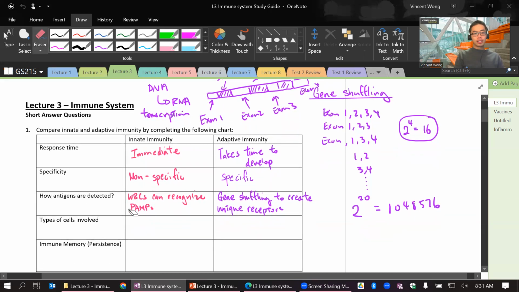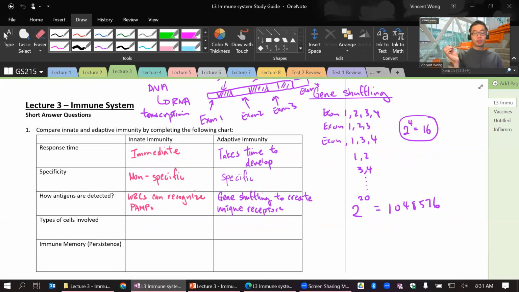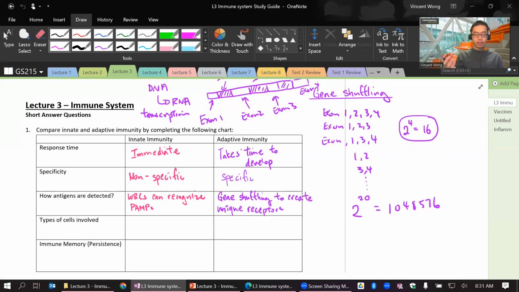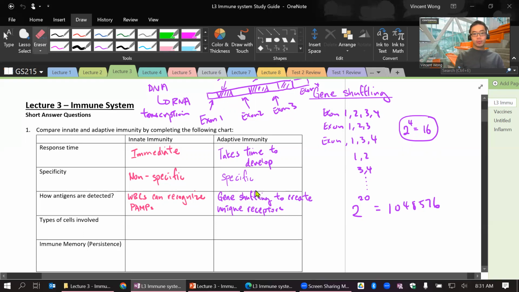And the antigens are detected by the recognition of PAMPs, whereas for adaptive immunity, it takes some time to develop because you need to create a tailored strategy to deal with a specific type of pathogen. I keep on saying, if you get infected by chickenpox, you need to create antibodies that are specifically going to fight off the chickenpox. So that takes some time to develop. And the ability to recognize virtually all kinds of different pathogens out there lies in the fact that we use a gene shuffling mechanism to create unique receptors.